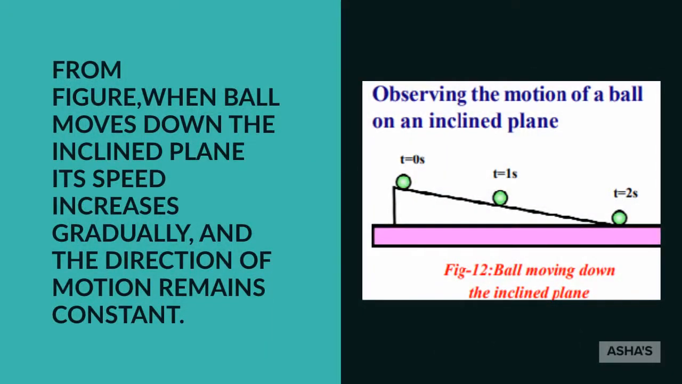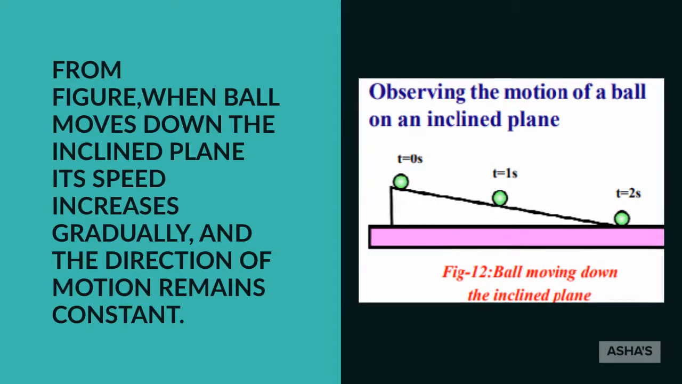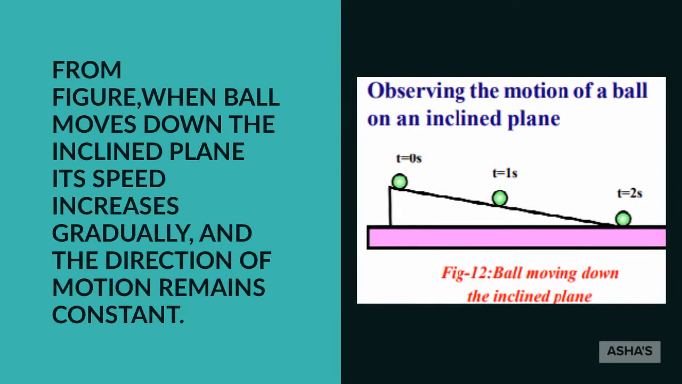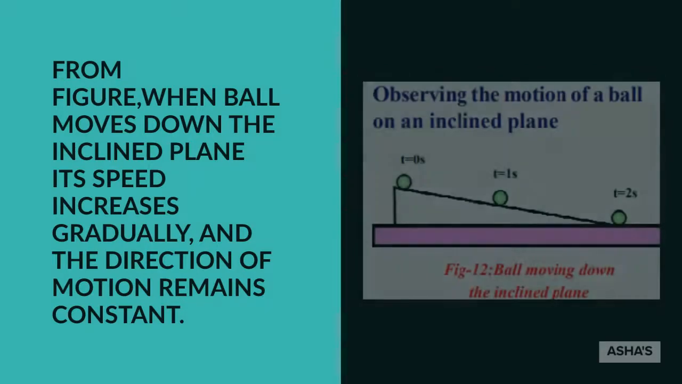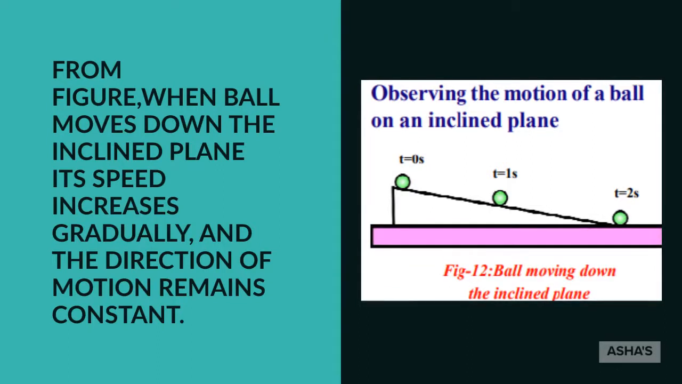Dear students, set up an inclined plane as shown in the figure. Take a ball and release it from the top of the inclined plane. The positions of the ball at various times we are observing here. On close observation, we can find that when the ball moves down the inclined plane, its speed increases gradually and the direction of motion remains constant.